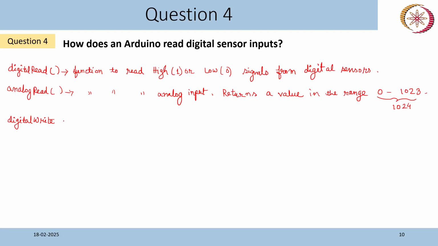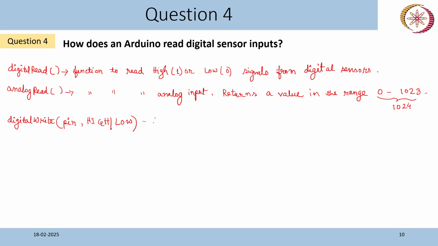Okay, digital write, what is the syntax? You will write a pin number, and you will provide either high or low, whatever you want to do. You give the pin number here. There are a few digital pins available on the Arduino board, and a few analog pins. You give the pin and the state you want to write. Okay, this is the syntax.